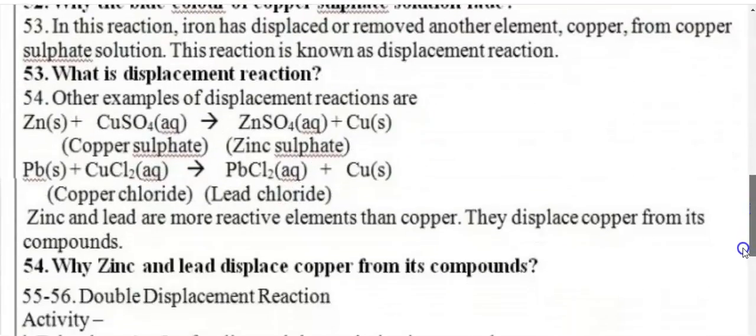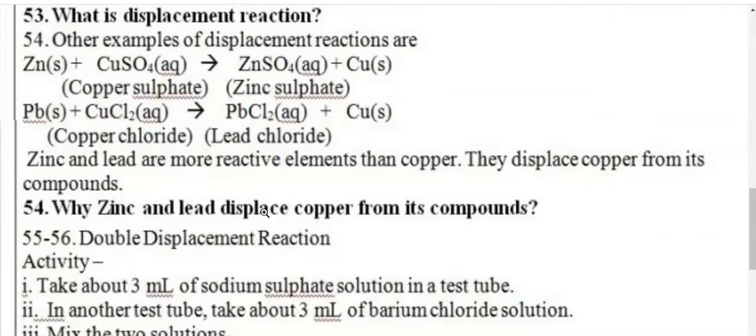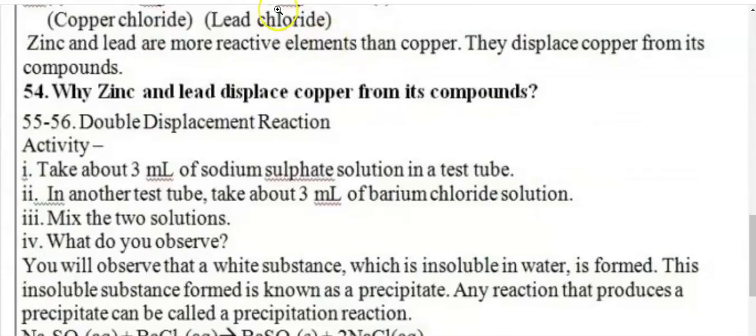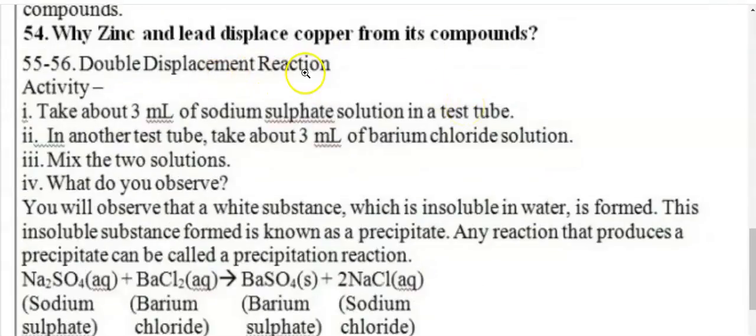So what are displacement reactions? In which one element displaces another element. Zinc has displaced copper and zinc sulfate is formed. Similarly, lead has displaced copper to give you lead chloride. So zinc and lead are more reactive elements than copper. If the element is more reactive, only then will it be able to displace the other less reactive element. Lastly, why do zinc and lead displace copper from its compounds? Just discussed. Then comes double displacement reaction.